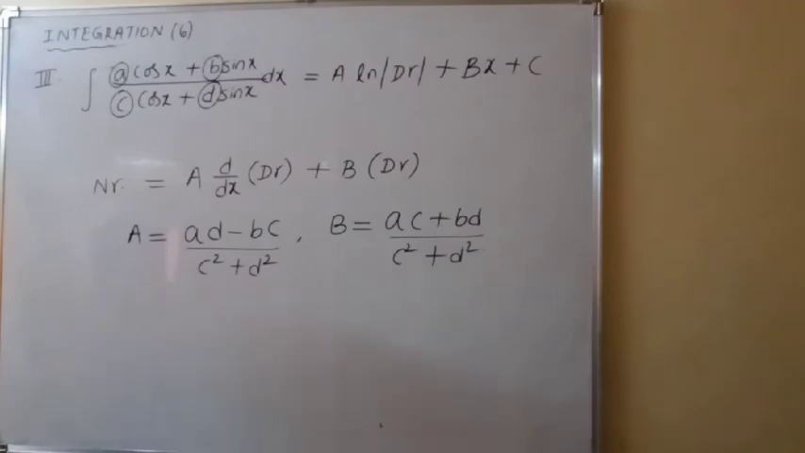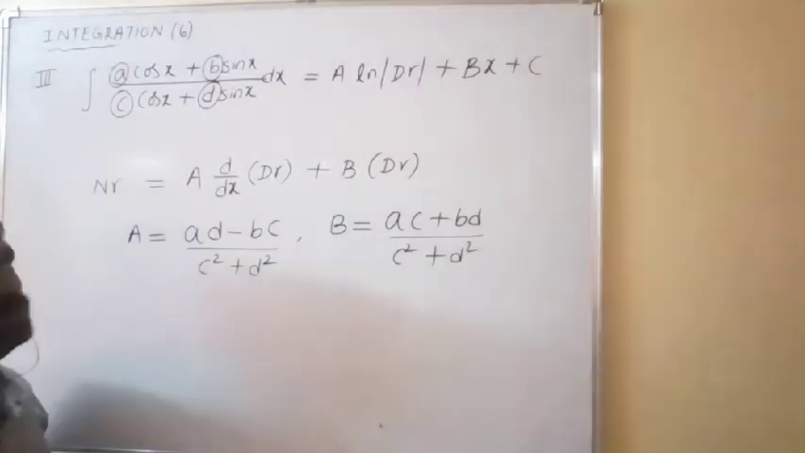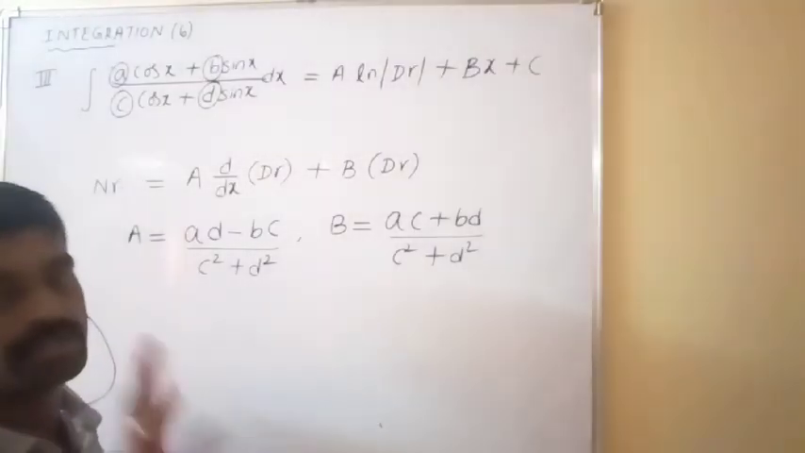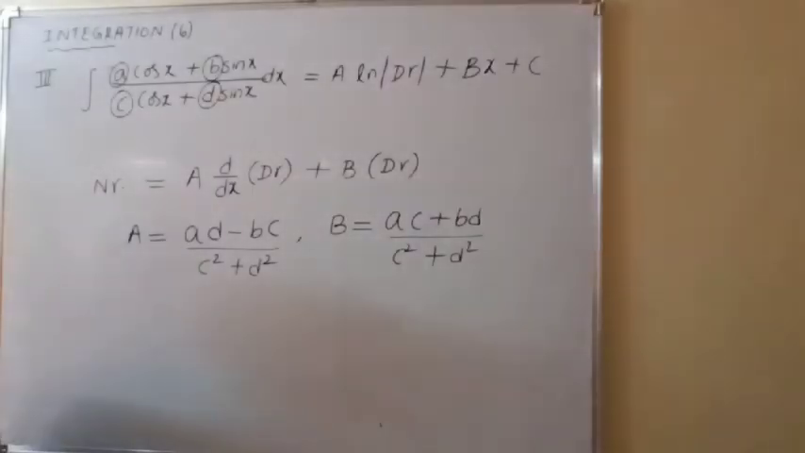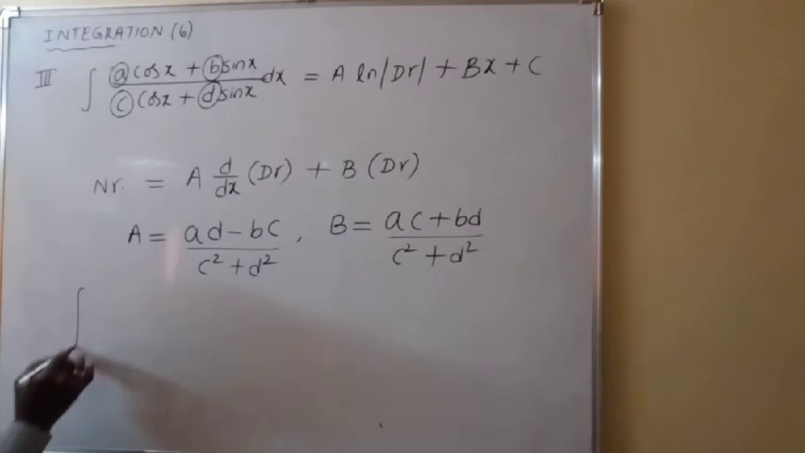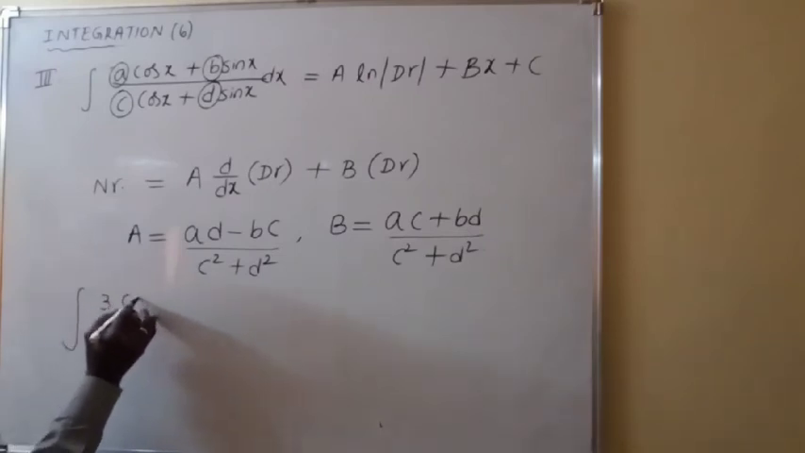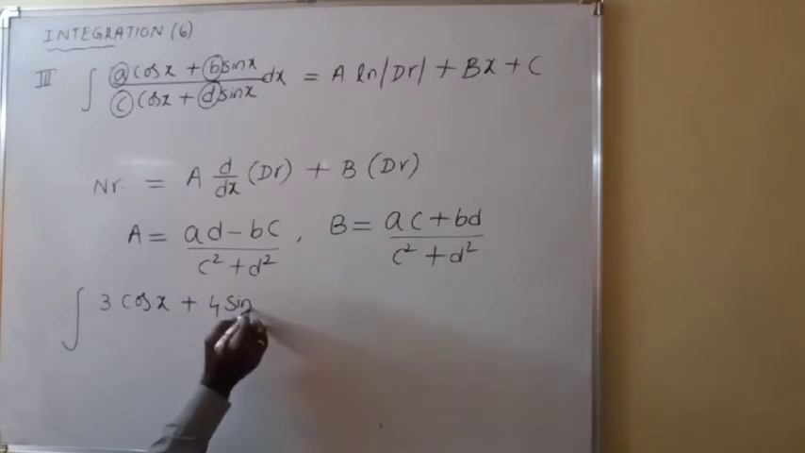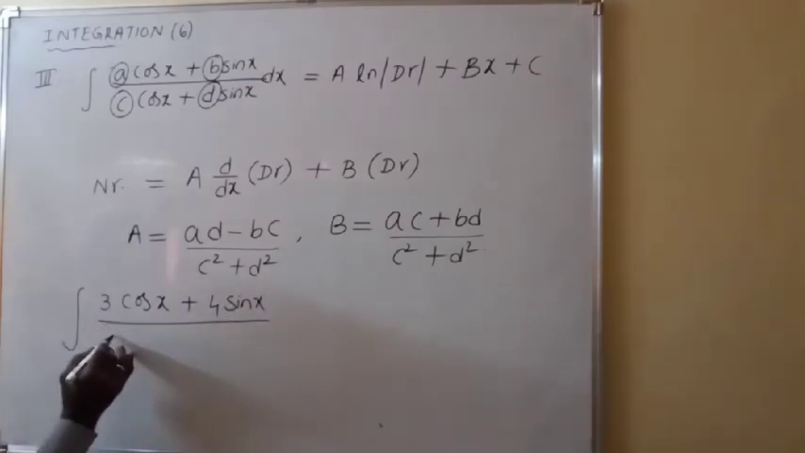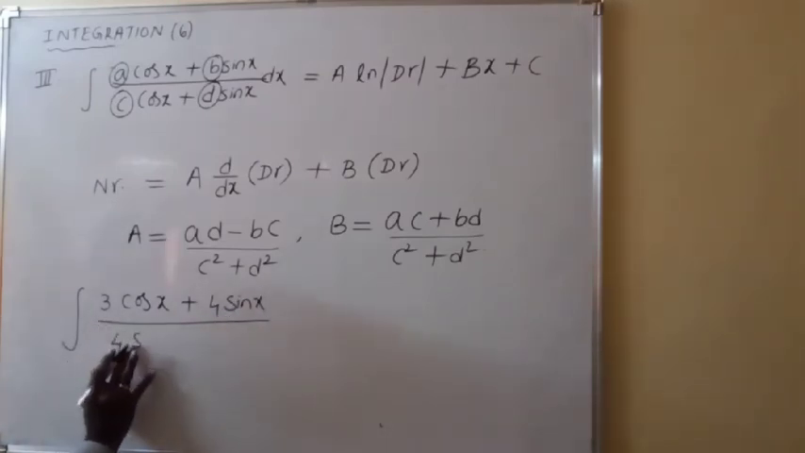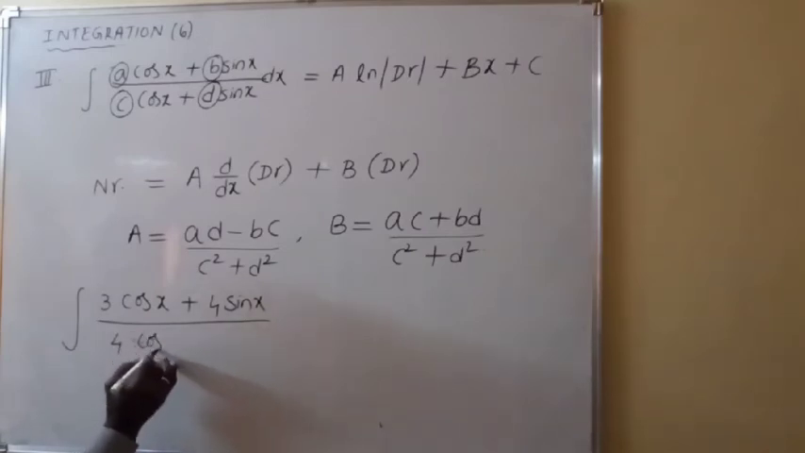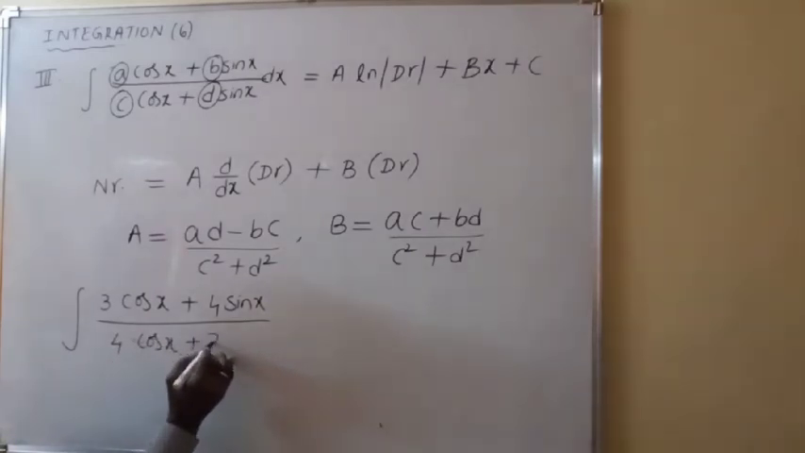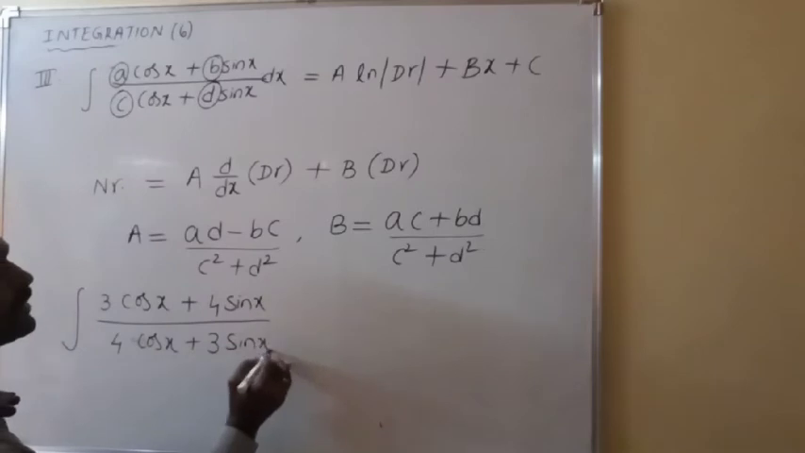So if you can remember this, you can solve this problem within 10 seconds only. And this problem was asked once in JEE Mains also. So look at the problem: integral of 3 cos x plus 4 sin x divided by 4 cos x plus 3 sin x into dx.